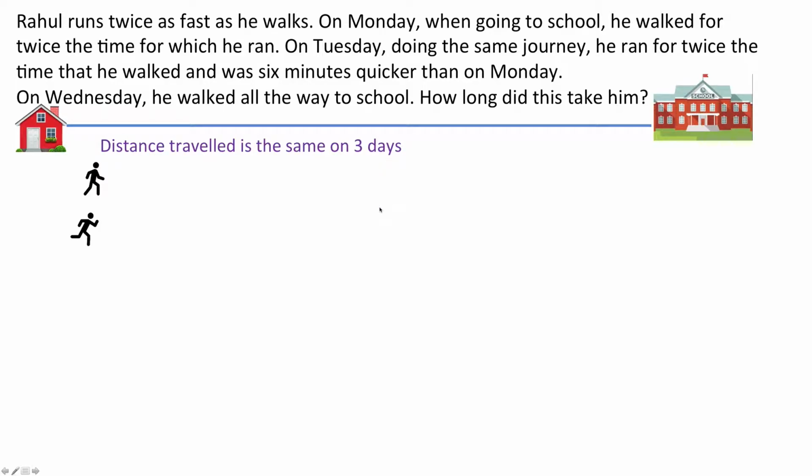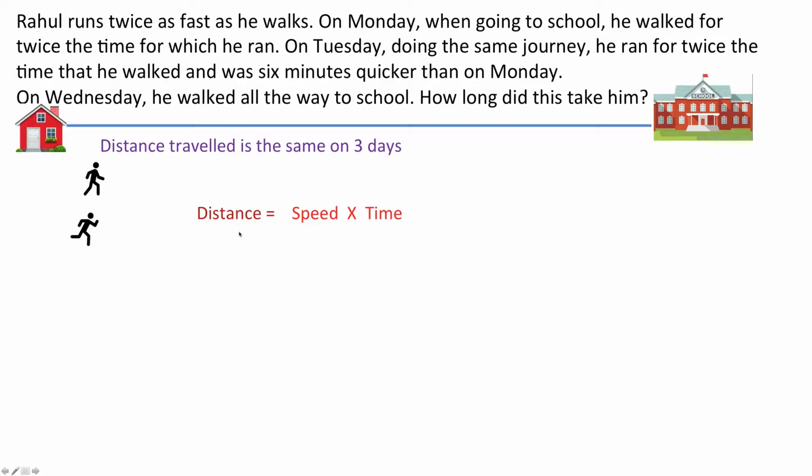Now, it may sound a very complex problem, but just to reveal, there is only one piece of theoretical knowledge that you need to solve it. There is only one piece of theoretical knowledge which is applicable in solving this problem, and that is the fact that distance is equal to speed into time. This is all the theory that you need to know in solving this problem.